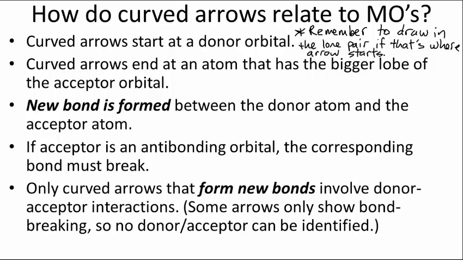Remember, an acceptor orbital often has two atoms involved. An acceptor might be sigma star CBr or pi star CO. There's two atoms involved. The arrow is always going to end at one of them, and it's generally going to end at the one with the bigger lobe of the acceptor. And the bigger lobe of the acceptor orbital generally means the less electronegative atom.